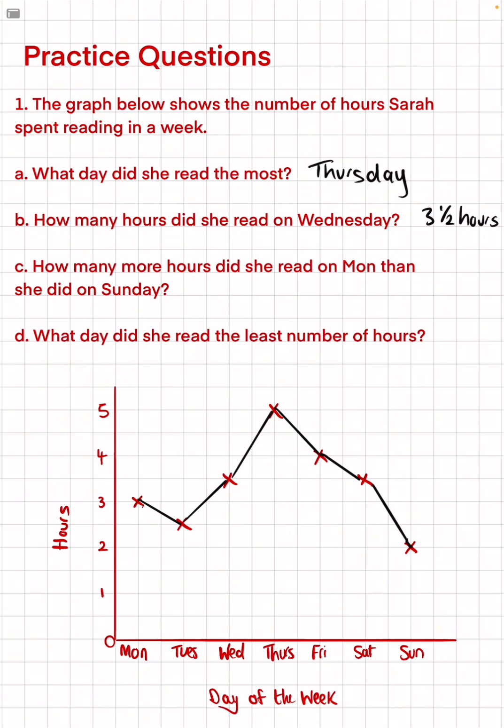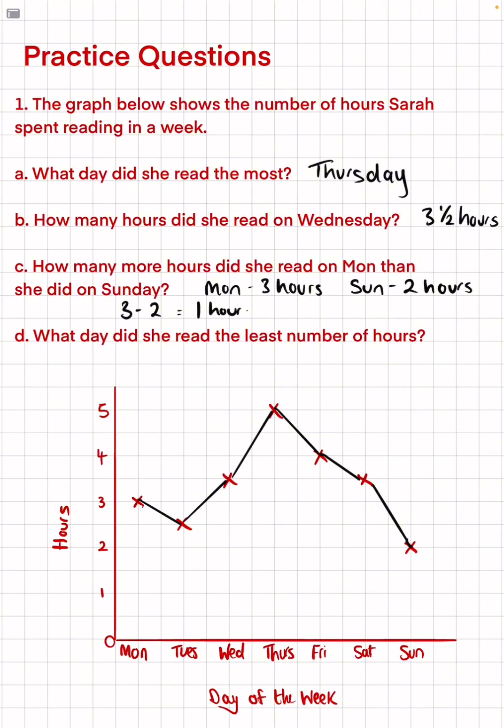The next question says how many more hours did she read on Monday than she did on Sunday? So on Monday, she read 3 hours. And on Sunday, she read 2 hours. If we do 3 minus 2, which equals 1. So she read 1 hour more on Monday than she did on Sunday.